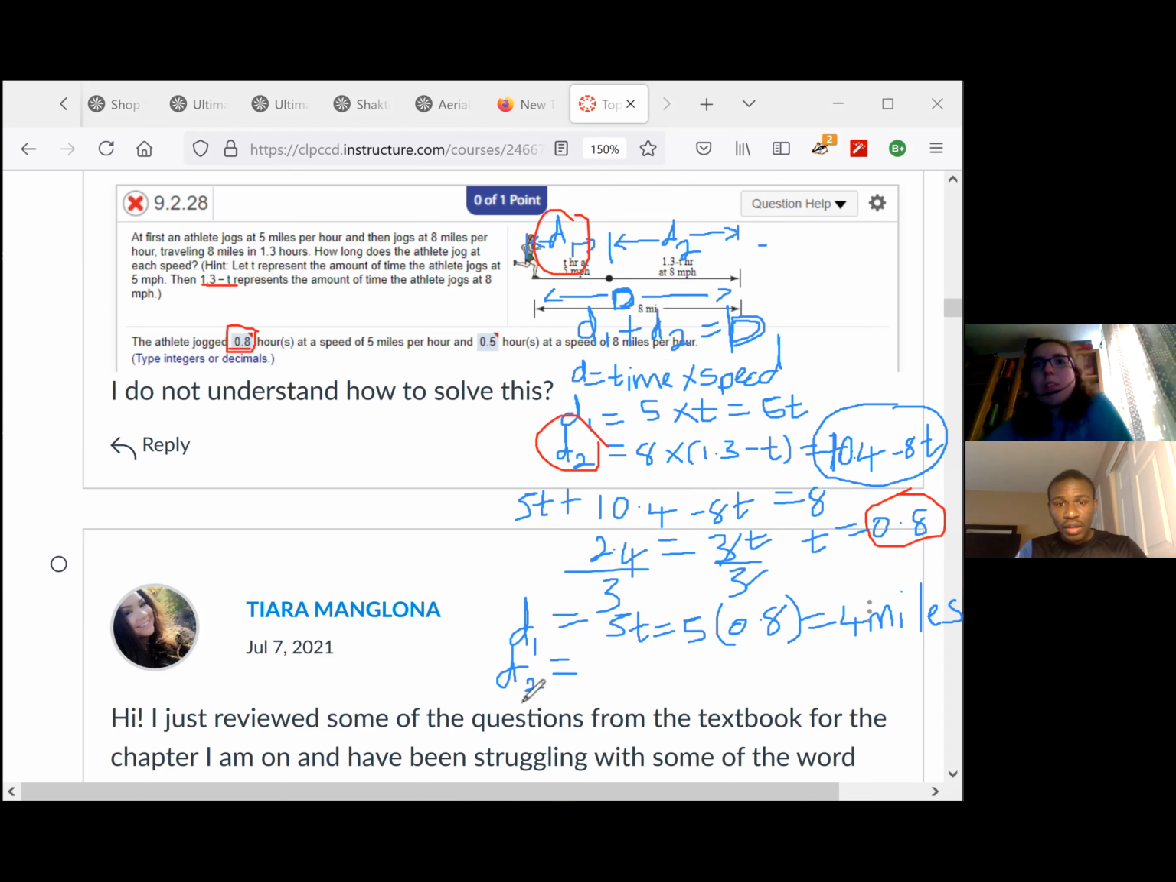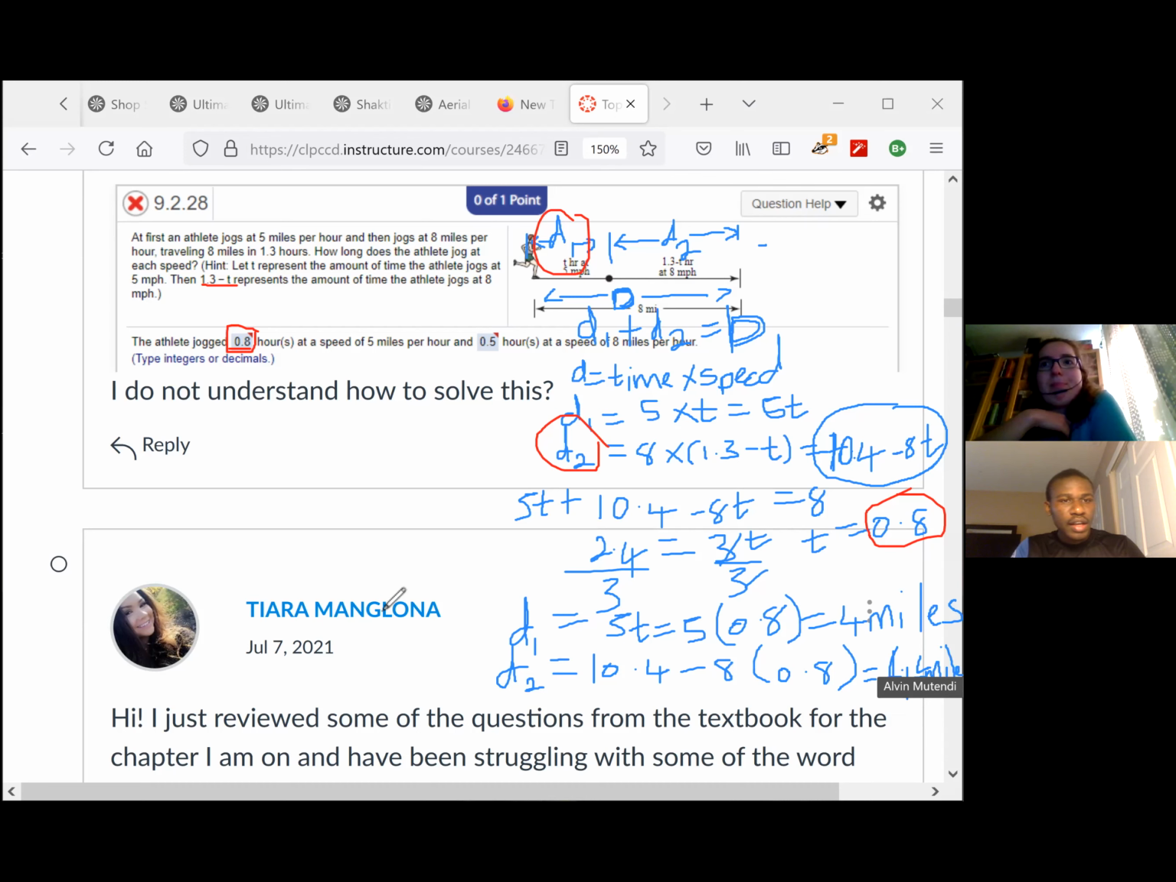Okay, yeah. Let's quickly try. That would be 10.4 minus 8 times 0.8, which would be 6.4. Well, it'll be 10.4 minus 6.4, so it'll just be 4. Yeah, so that will be 4 miles as well. Oh, okay. Interesting.